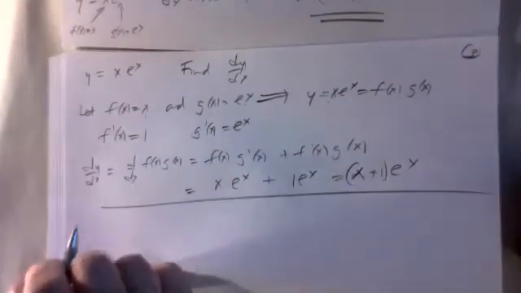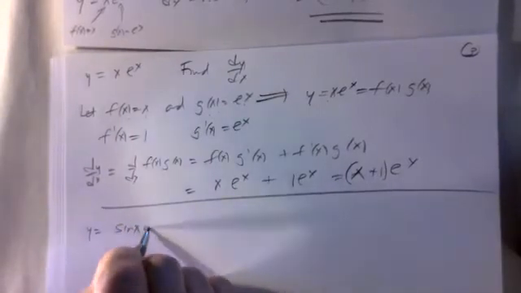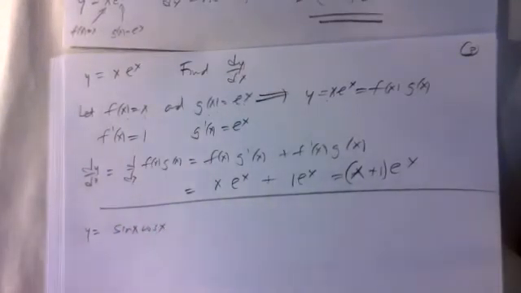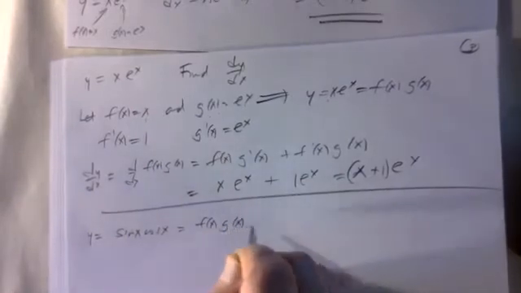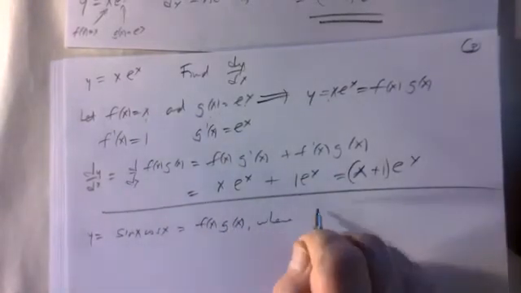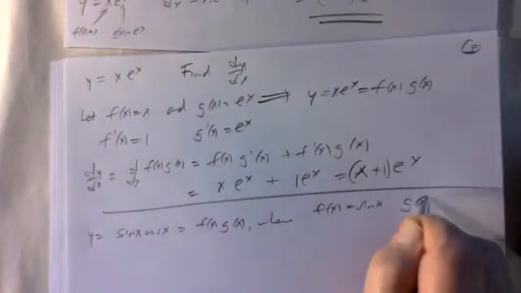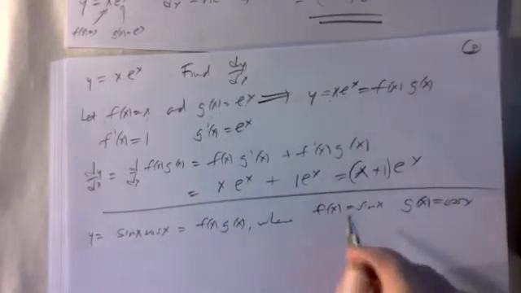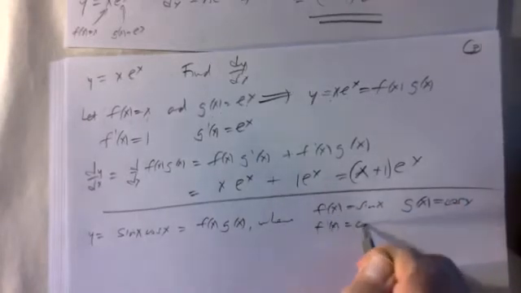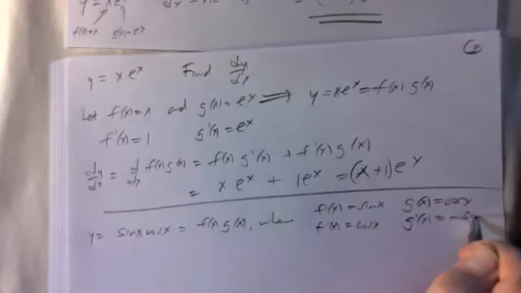Let me do another example. Suppose y is sine x cosine x, and I want to differentiate it. So I can think of this as f of x, g of x, where f of x is sine x, g of x is cosine x. I know the derivative of the sine is the cosine. I know the derivative of the cosine is minus the sine.